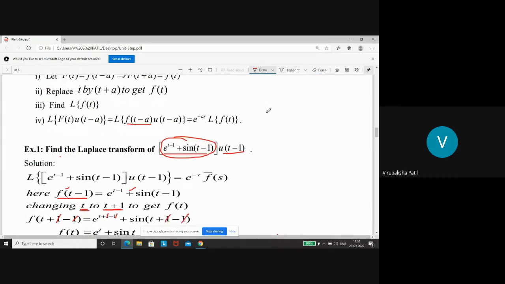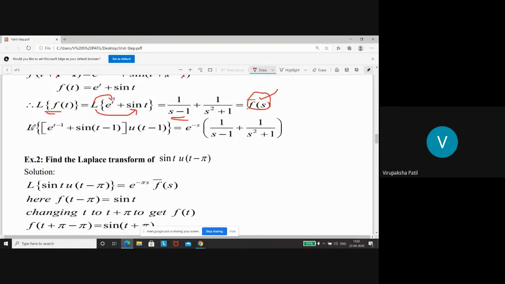Is that clear? So what will we do? Therefore, the Laplace transform of e to the power t minus 1 plus sine t minus 1, into u of t minus 1, is equal to e to the power minus s into 1 divided by s minus 1 plus 1 divided by s square plus 1. This is the answer for that. Is that clear? Hope this example is clear.